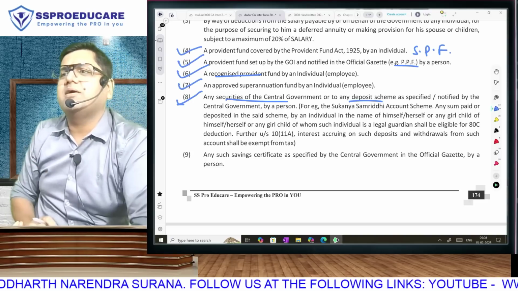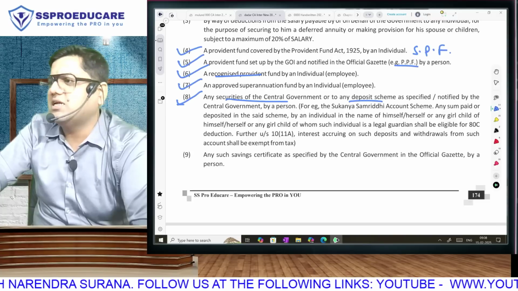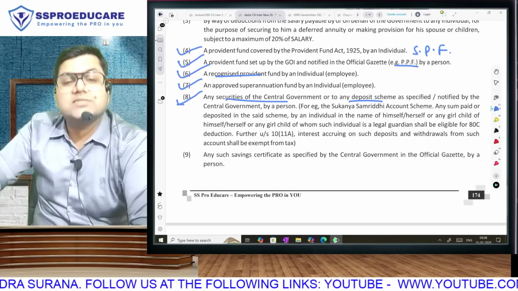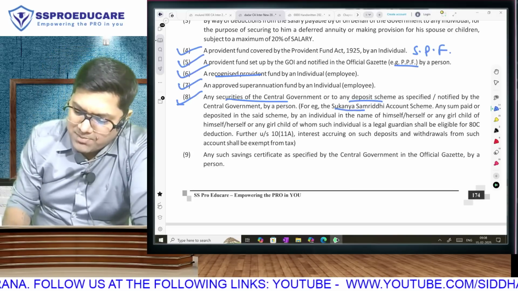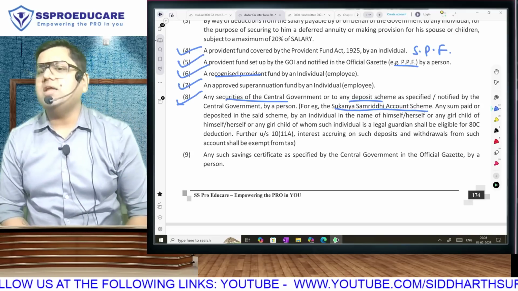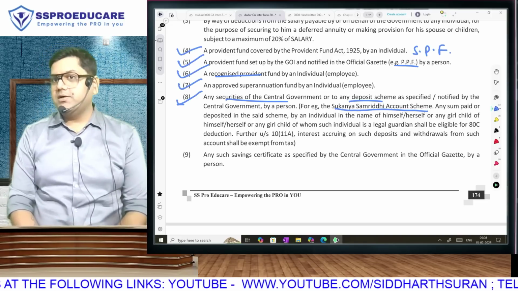Once upon a time, government announced a scheme called NSS, National Savings Scheme. They announced a scheme called NDS, National Deposit Scheme. Lots and lots. It is not one scheme. It can be any scheme. But for example purposes, I have mentioned one scheme over here. Modi ji, when he became Prime Minister, he announced, this is the brainchild of Modi ji, a scheme called Sukanya Samriddhi Scheme for the benefit of the girl child.